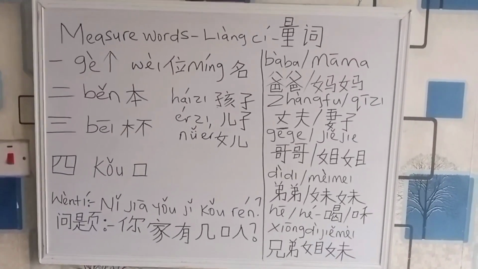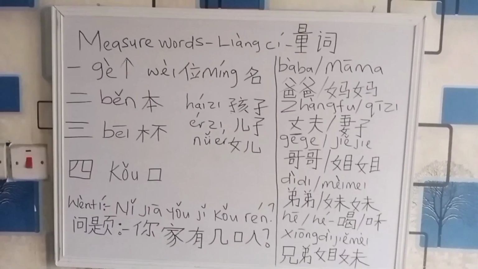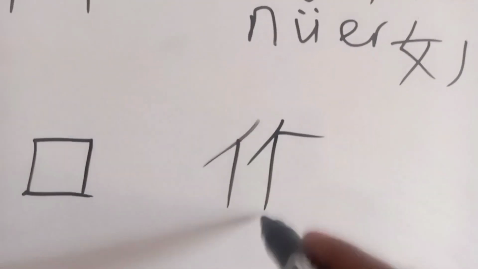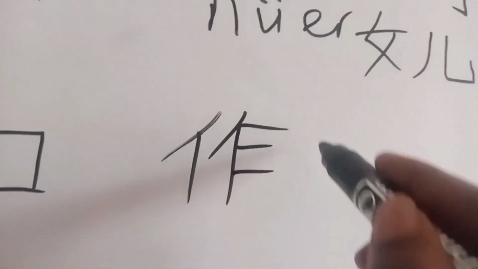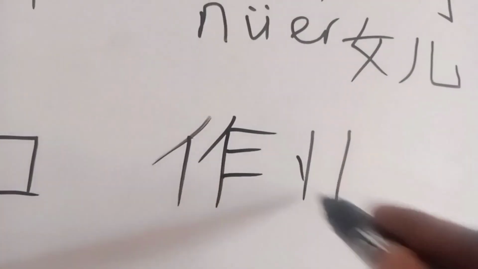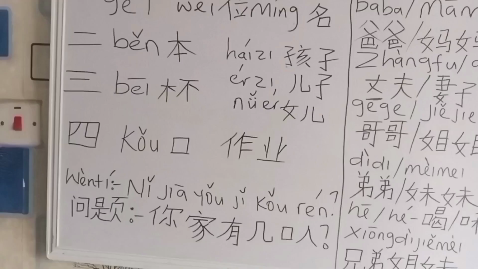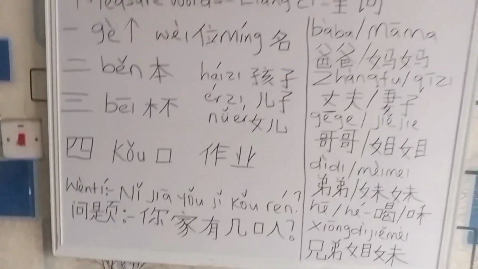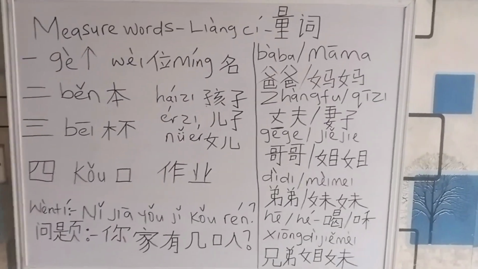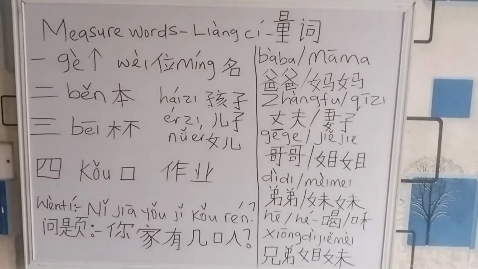Let me see what you can do. Where are we writing 作业? There is enough space here. 作业. Don't mind where we have it. That is our assignment. Tell me how many people you have in your family. 下课.